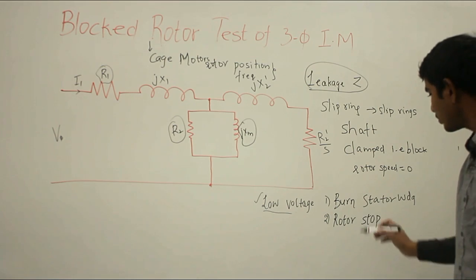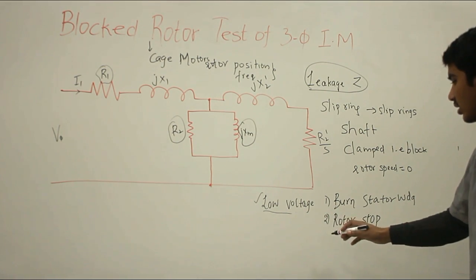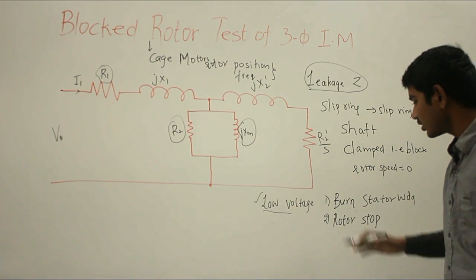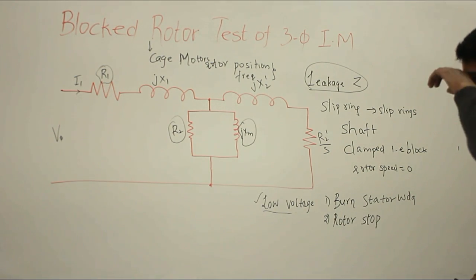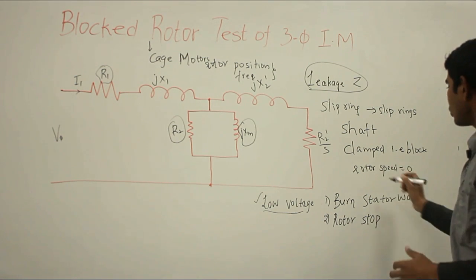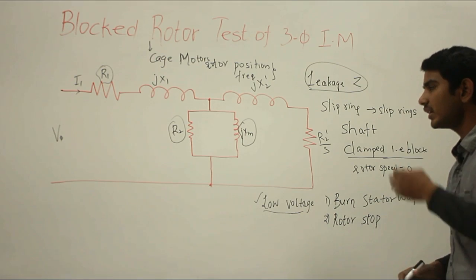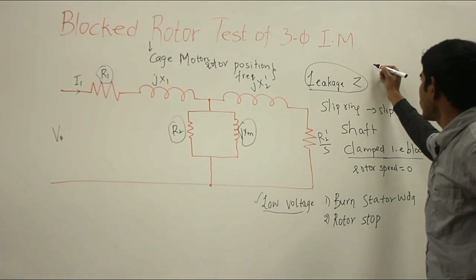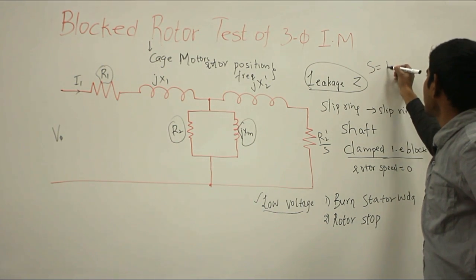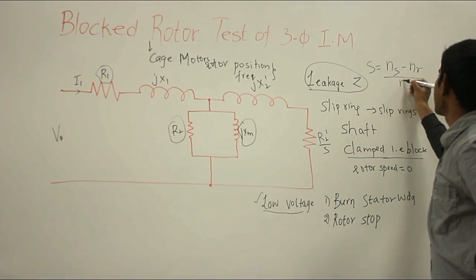The normal voltage may burn the stator windings, and the normal voltage may make your motor start or the rotor rotate. So these are the reasons for the low voltage. Now, as we are going to clamp our rotor, or block our rotor physically, if you observe your slip, that is slip is equal to synchronous speed minus actual rotor speed upon synchronous speed.